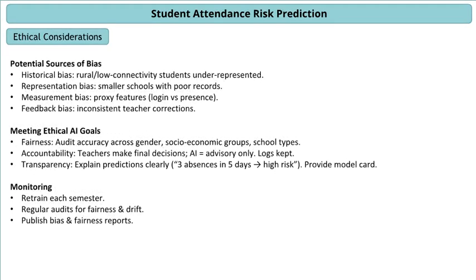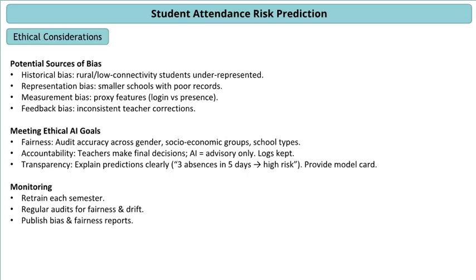Finally, let's look at ethical considerations. Bias can occur in several ways. For example, students from rural areas with poor internet connectivity may be underrepresented. Smaller schools with incomplete digital records may face representation bias, and online attendance measures like logins may not perfectly reflect real presence. Even teacher feedback can sometimes create inconsistencies.